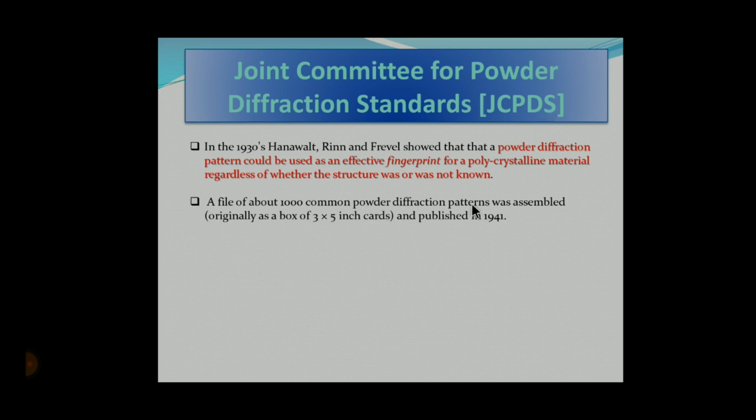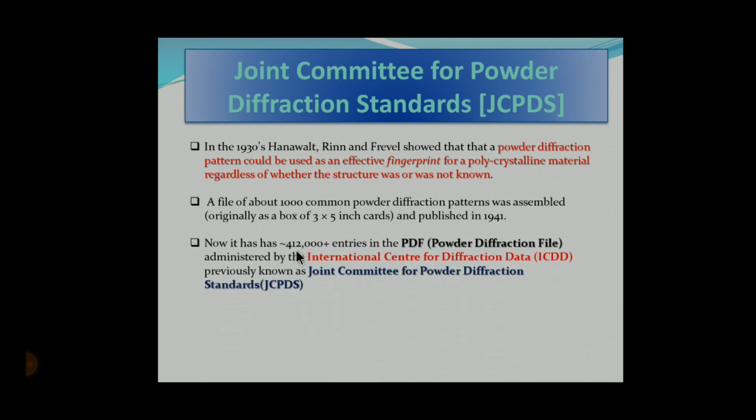Okay, so the JCPDS started with 1,000 files, but now it has more than 412,000 entries in the PDF. These entries are called PDF, powder diffraction file. So it started with 1,000 commonly used ones in all scientific areas, but now it has more than 412,000 entries in the PDF. And this PDF, or powder diffraction file, is administered by the International Centre for Diffraction Data. Nowadays, the committee is known as the International Centre for Diffraction Data, ICDD, which was previously known as the Joint Committee for Powder Diffraction Standards, right?